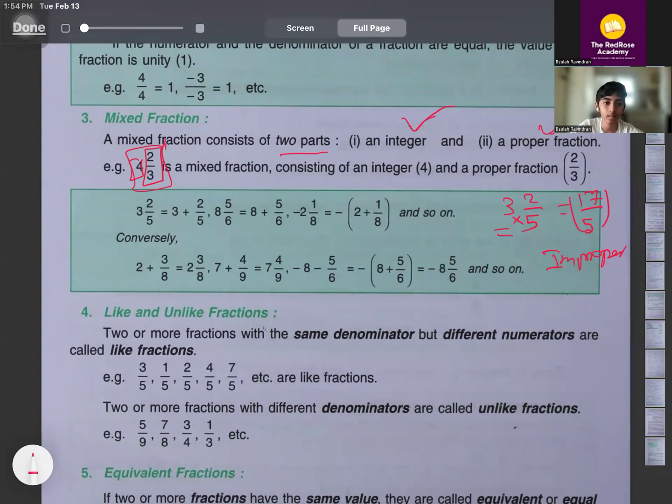So what is 4 2/3? 4 times 3 is 12, and 12 plus 2 will be 14. So like this we have to convert, right?